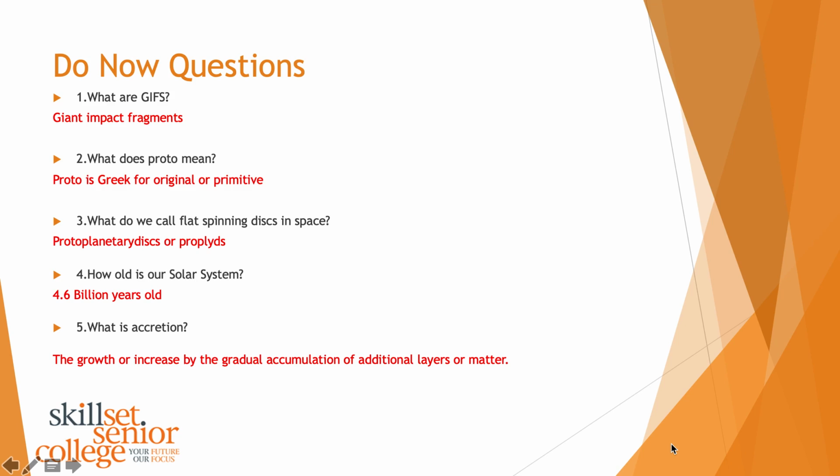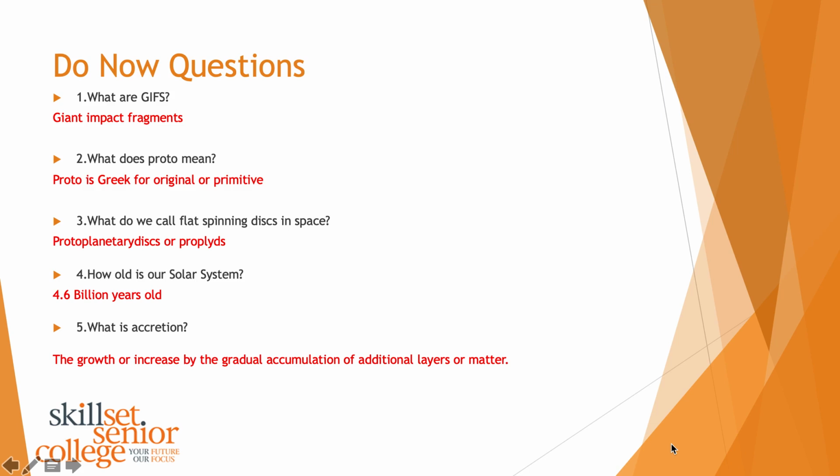Question three, what do we call flat spinning disks in space? We call them protoplanetary disks, or proplyds for short. Remember, I was talking about the pizza. It's like spinning a dough. When you spin the dough, it gets flatter and flatter. This happens a lot in space. We see it in Saturn's rings, the Milky Way galaxy, and it happened in our own solar system while it was forming.